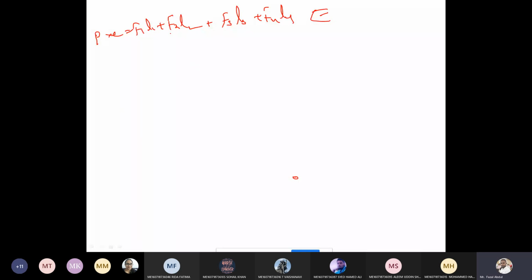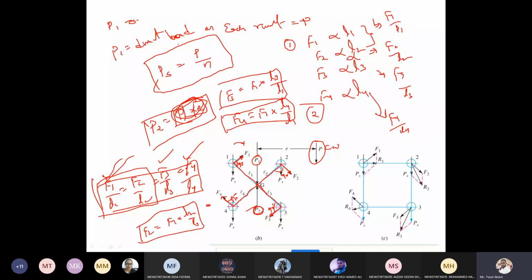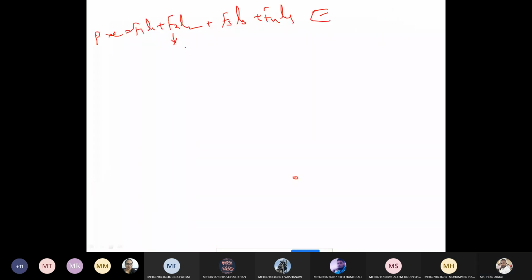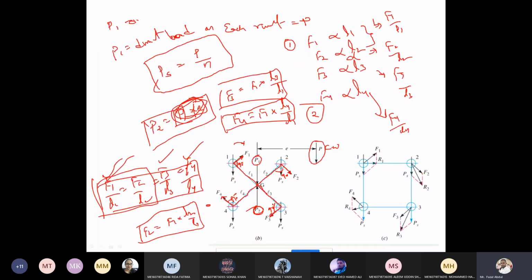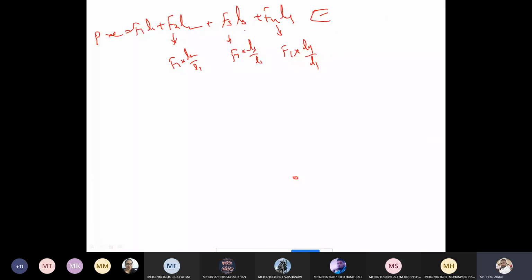So now, in this equation, what is F2? We just calculated F2 means F1 into L2 by L1. What is F3? F3 means F1 into L3 by L1. What is F4? F4 means F1 into L4 by L1. These values we just calculated here. See here. So instead of writing F1, F2, F3, F4, we are writing these equations. Now substitute these values in the above equation.